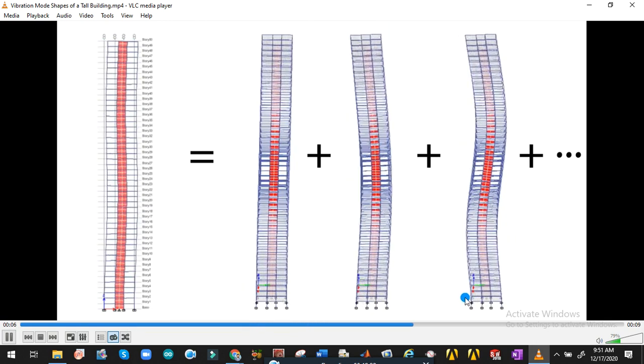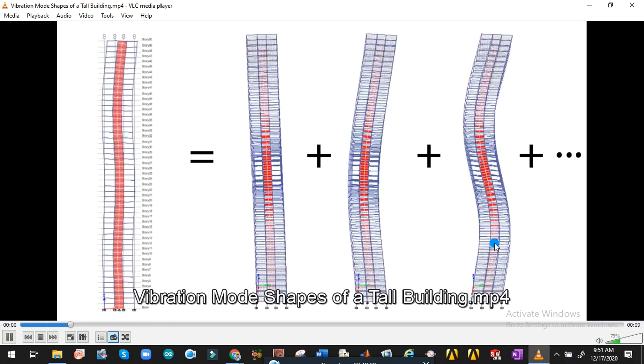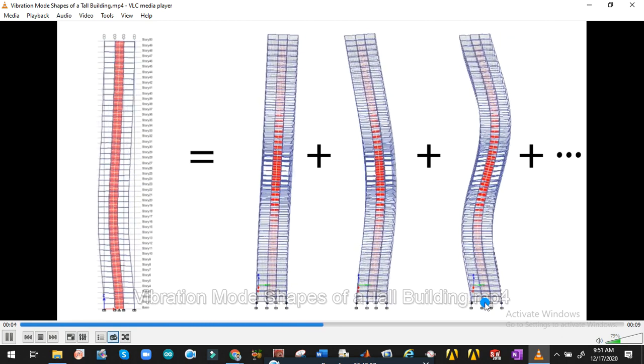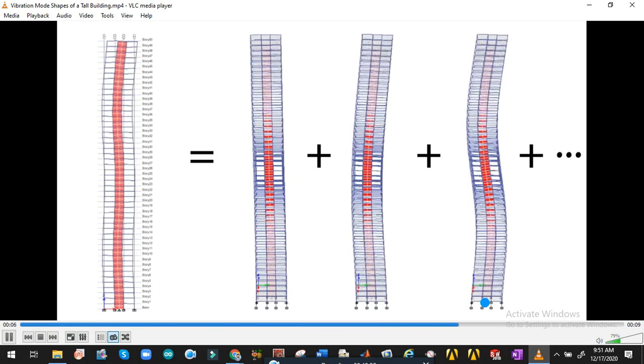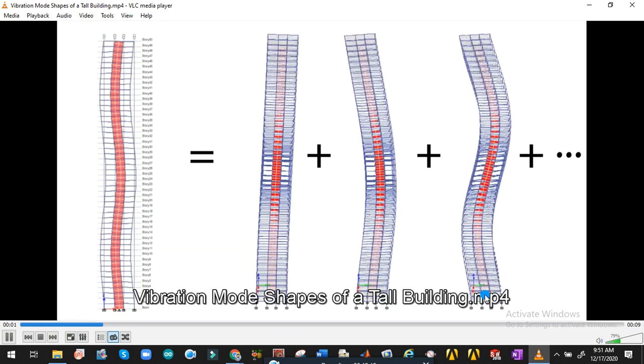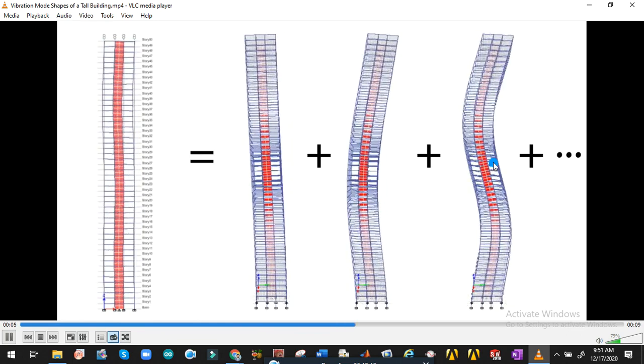Now consider the third mode. In case of a third mode, we have how many nodes and antinodes? For example, this is your one node where displacement is 0. Where is displacement 0? Another point. It is about that point.